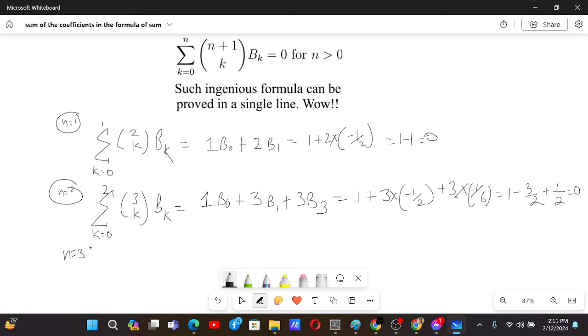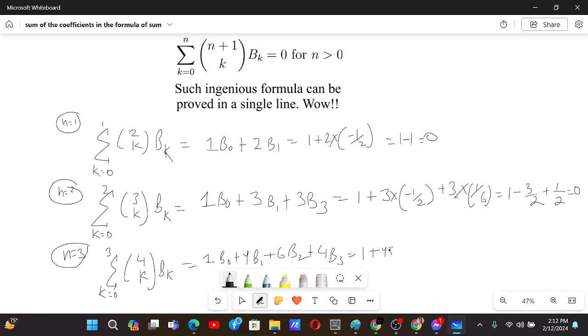Let's check for n equals 3 and then we will go on to the proof. From k equals 0 to 3, we have 4 choose k, b_k. So now 4 choose 0 is 1, b_0, 4 choose 1 is 4, b_1, 4 choose 2 is 6, b_2, 4 choose 3 is 4, b_3. That is 1 plus 4 into minus 1 by 2 plus 6 into 1 by 6, and then b_3.